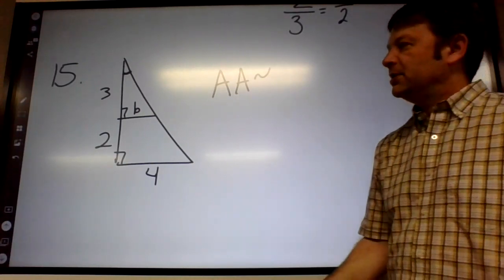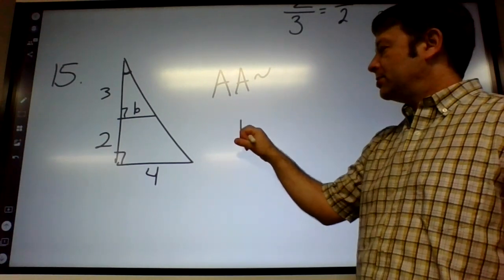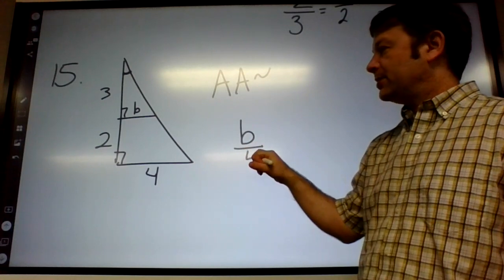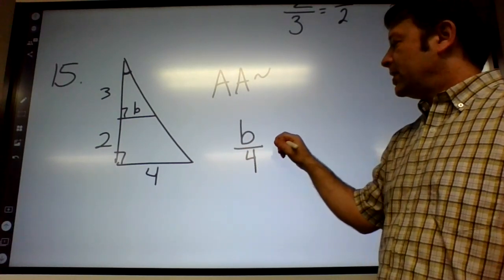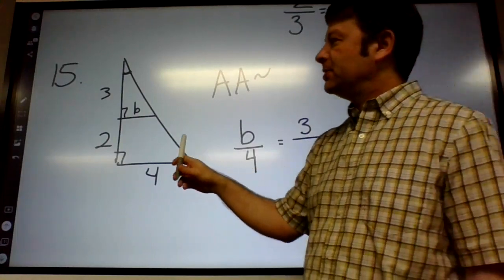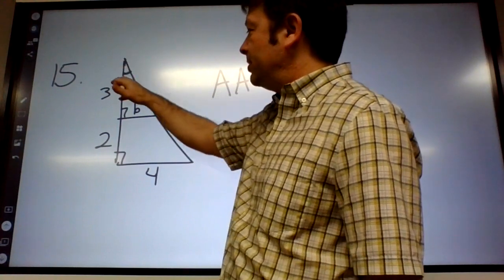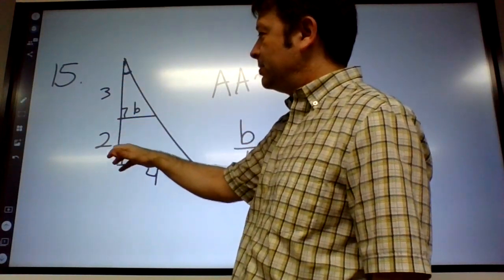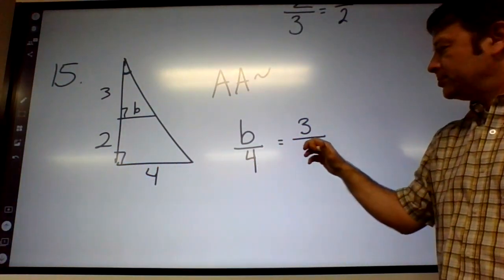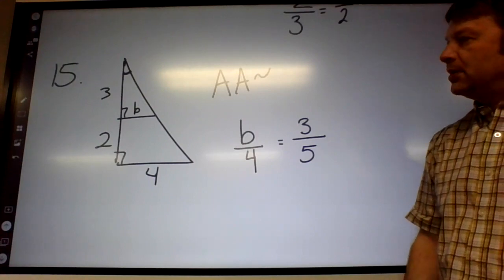All right, so let's go little triangle to big triangle. B in the little triangle matches 4 in the big triangle. And 3 in the little triangle, not just 5, matches 2 plus 3. The big triangle goes all the way from here to here, not just right there, so you have to do 3 plus 2 for the big triangle. That would be 5. Then how come you want to do B over 4 plus B?